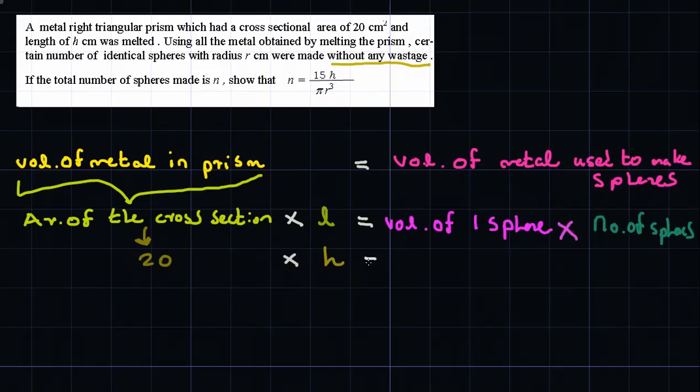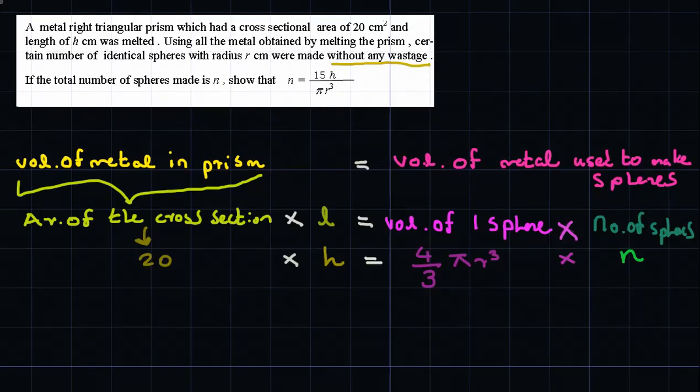equals. How do you find the volume of one sphere? What's the formula? That's 4 over 3 pi r cube times. What's the number of spheres? Have they told us what the number of spheres is? Yes, that's n. If the total number of spheres made is n, so that's n.